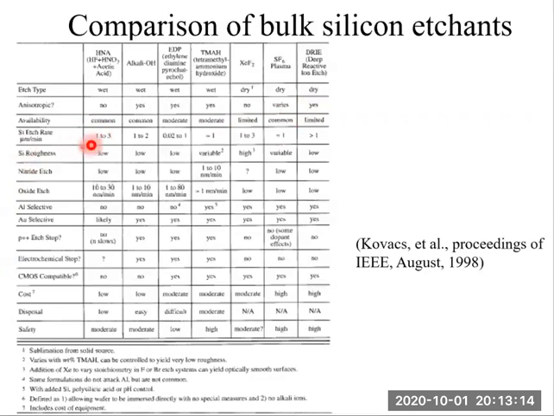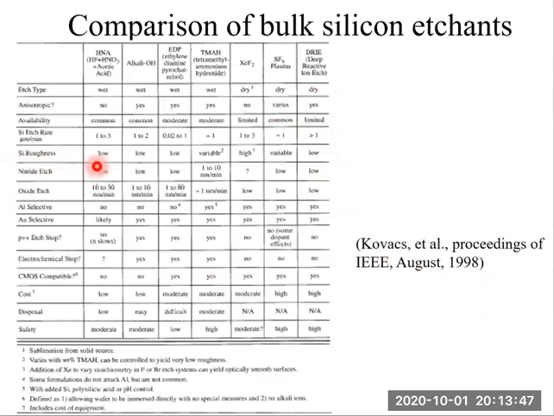Availability: HNA common, common, moderate, moderate. Xenon difluoride is actually also moderate now, or sometimes common. Note that this is a table from a paper published in 1998, a long time ago. SF6 plasma common. Deep RIE, still kind of limited, because it's expensive.